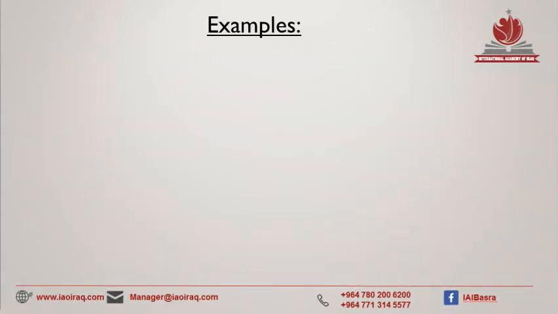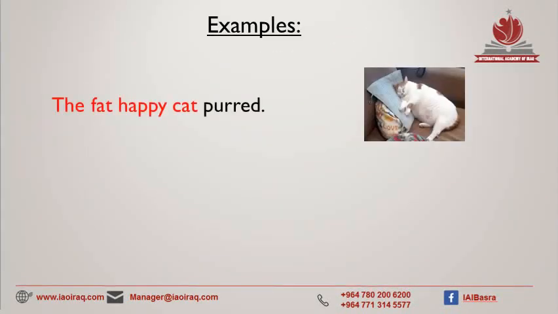Two more examples. Okay, the first example, the fat, happy cat purred. So the fat, happy cat is the subject. Who is it? It's the fat, happy cat. The telling part, what is the cat doing? Purring. So purred is the predicate.